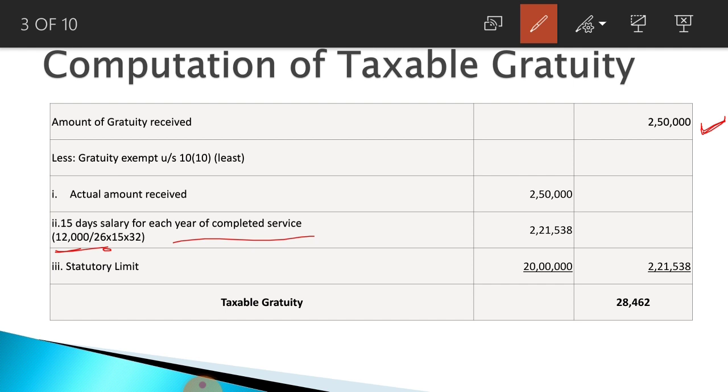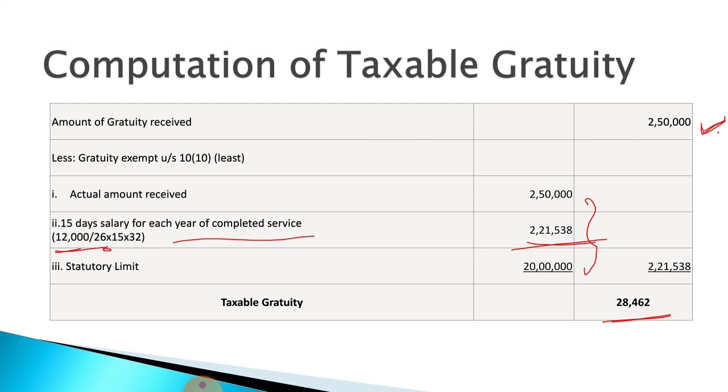15 days salary is 2,21,538, that is the round off figure of 15 days salary for each year of completed service. Next, statutory limit. In this problem, statutory limit is 20 lakhs. Least of the following is 2,21,538. That amount is exempted gratuity, that you have to deduct from actual gratuity amount received. You get 28,462 as taxable gratuity of Mr. Abhay. So this is the problem relating to computation of taxable gratuity when employee is covered under Payment of Gratuity Act. This type of problem may come for 4 marks in your exam.